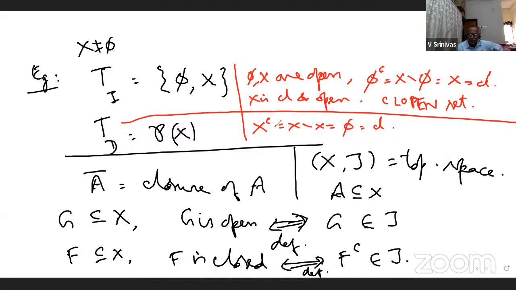Its complement is phi. Because capital X is open, its complement becomes closed. Therefore, phi is closed. So phi is open as well as closed. So the empty set is also a clopen set. In fact, these two sets are both open and closed in any topology. The empty set is both open and closed, and the whole set, capital X, is also both open and closed. Every topology has at least two clopen sets.